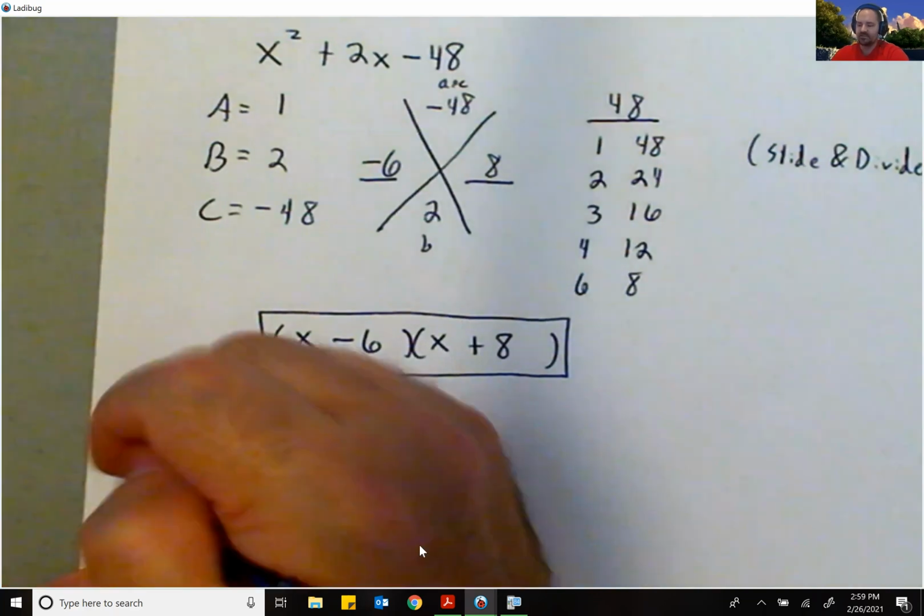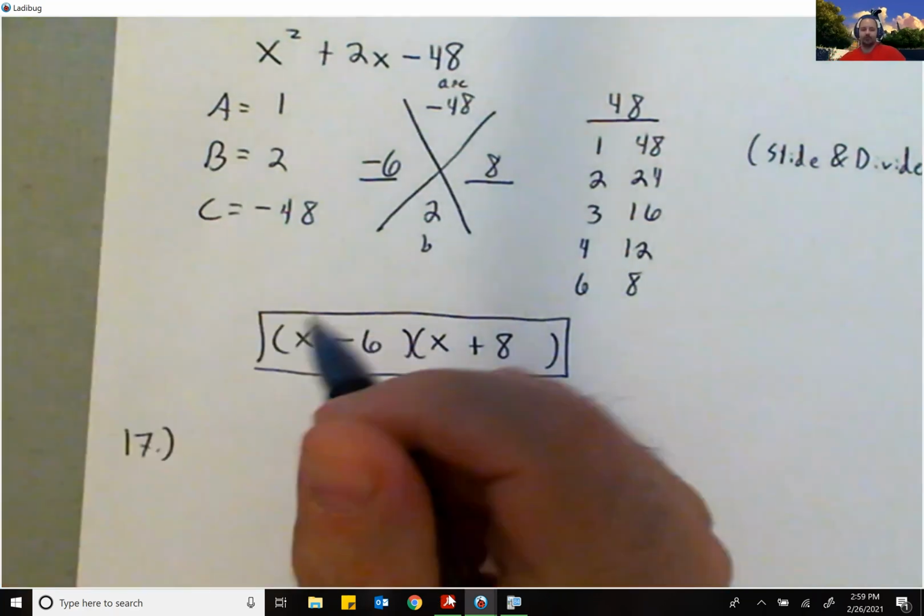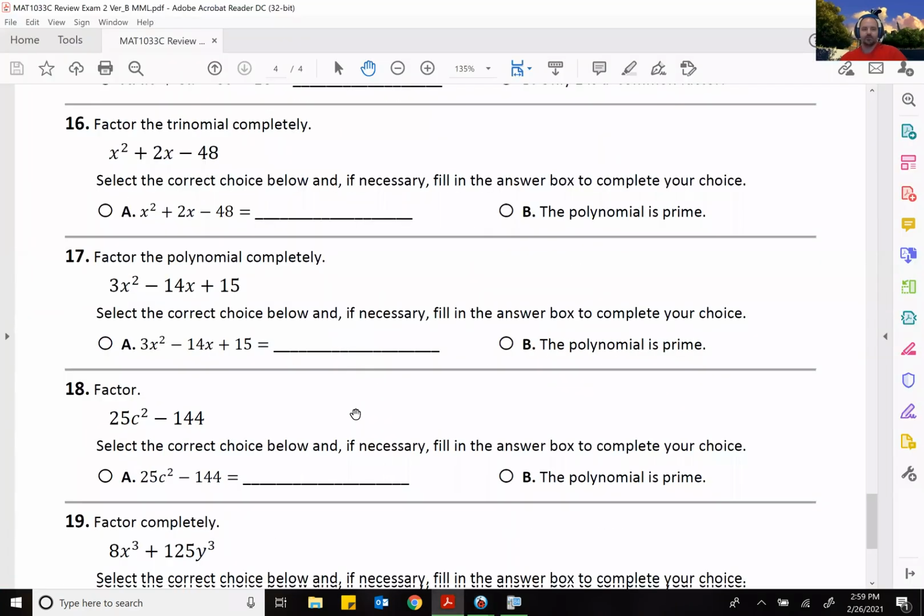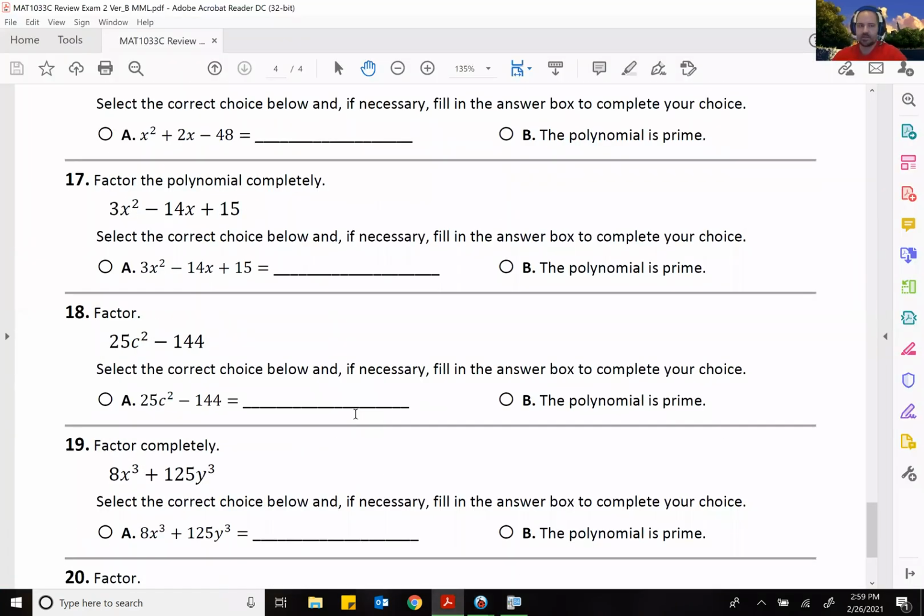So let's do 17, and let's start with slide and divide. So 17, we got 3x squared minus 14x plus 15. So let's do slide and divide on this one. And then the second method I will do on this is the box method. I don't know why I just put a B. Hold on. Copying this down. I'm making mistakes.